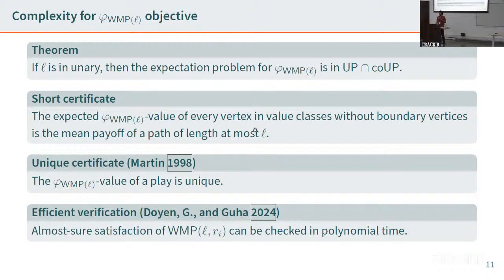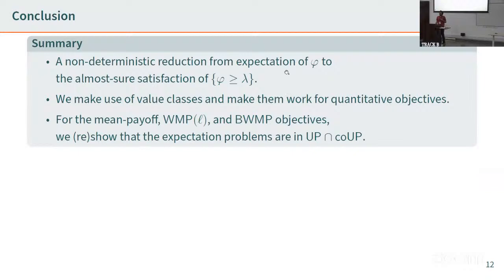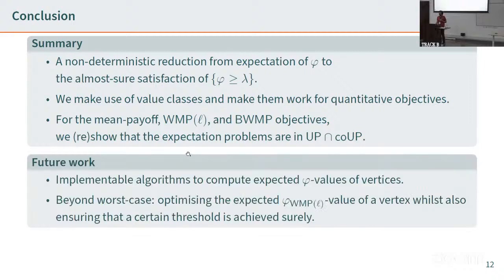So this follows. And to conclude, we gave a non-deterministic reduction and we made use of value classes. We extended them to quantitative objectives, and we showed for these two objectives that they are in UP intersection co-UP, and our method also gives an alternate proof that mean payoff is in UP intersection co-UP. And future work is that we would like an implementable algorithm, maybe using value iteration perhaps. And this is what Shibashish mentioned, that beyond worst case is another interesting problem to look at. Thank you.